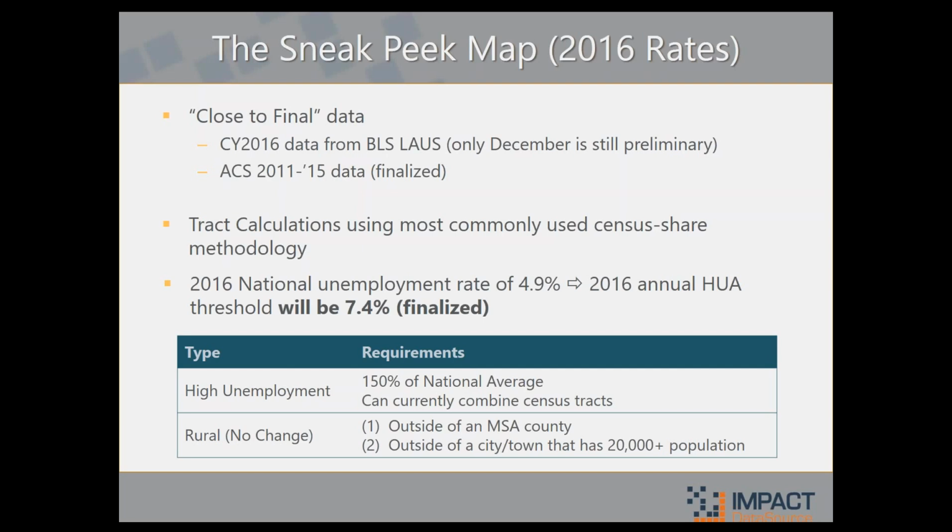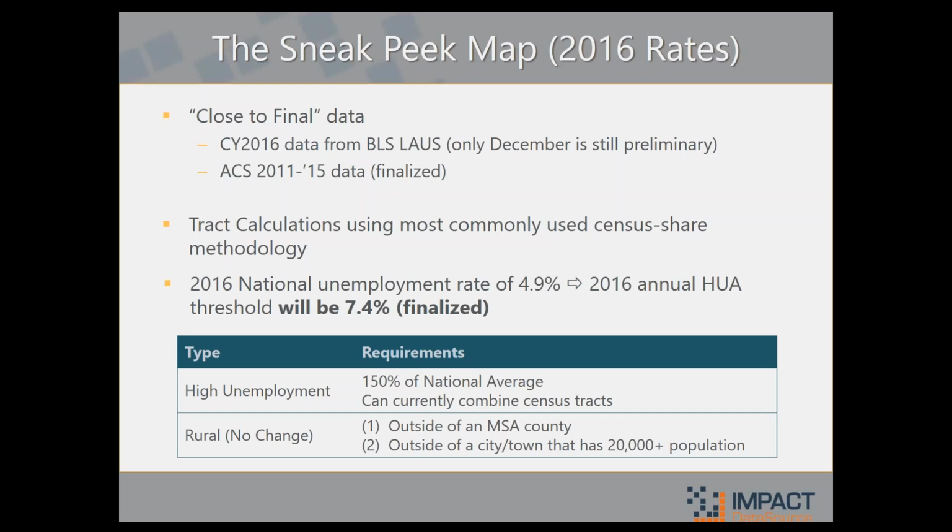The month of December data is still preliminary, but the other 11 months are finalized, and the American Community Survey data is also finalized. Most states use both those pieces of data to calculate their census tract high unemployment rates. So again, this map should be very close to what the final data will be, but not quite final. There could be some minor fluctuations.